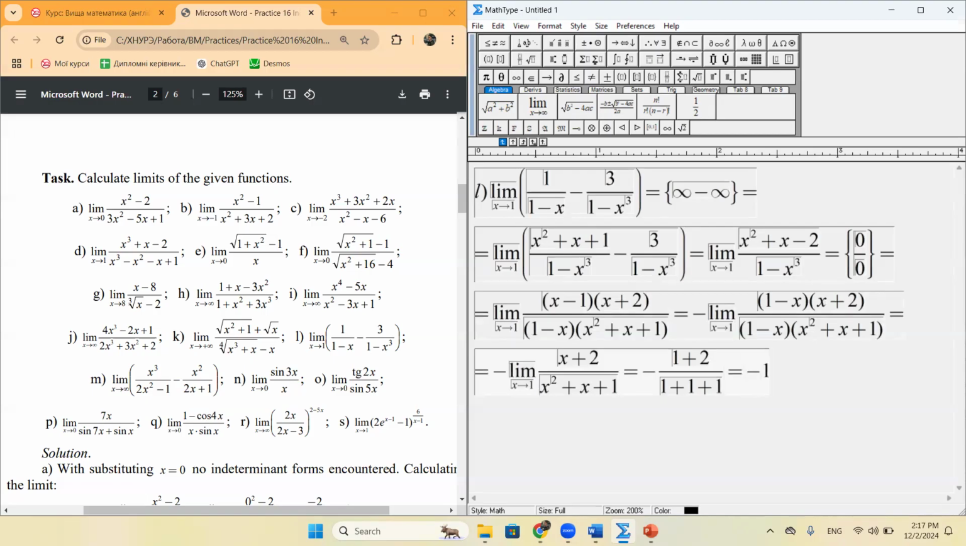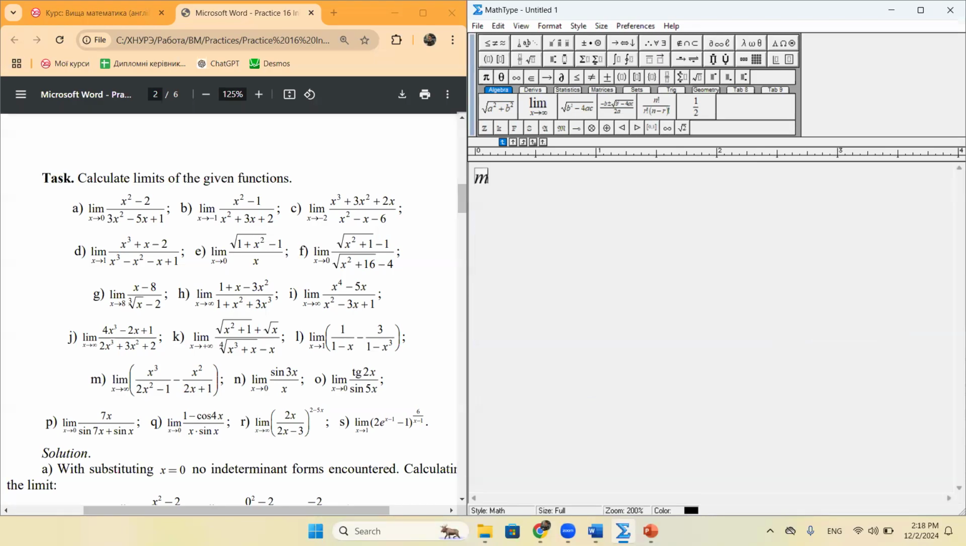Any questions about this exercise? No. Okay, no questions. So now continuing. So moving to the next exercise, exercise M, and we have the limit when x approaches infinity.